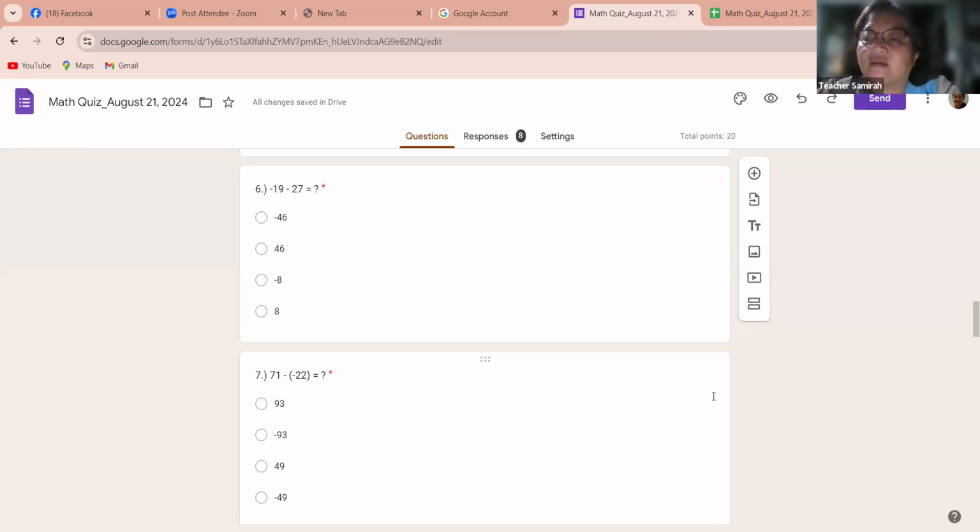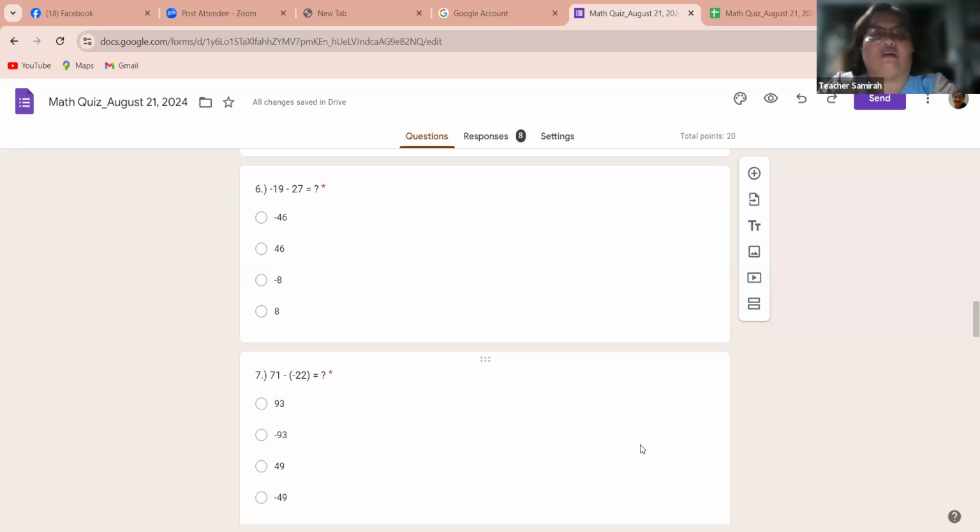Anyone? Who would like to answer? Inda, what operation are we going to use for number 6? Is it addition or subtraction? Subtraction. Okay. What can you see about the sign of the integers? Do they have the same sign? Different sign. Okay.